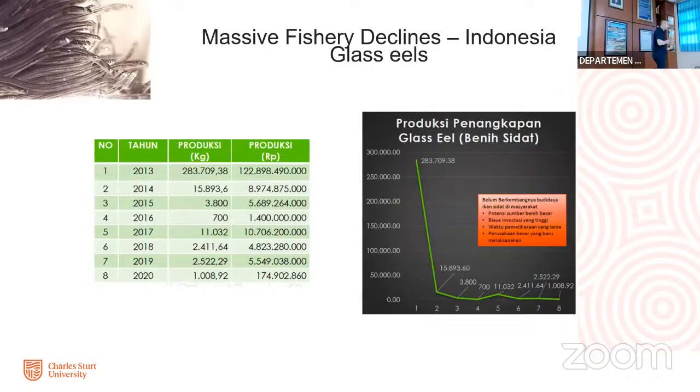And closer to home, this is a graph of the glass eel catch in the Sukabumi district.